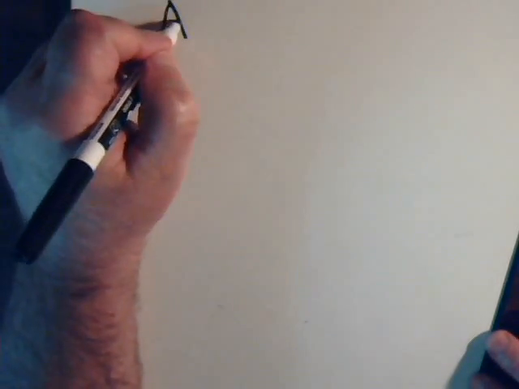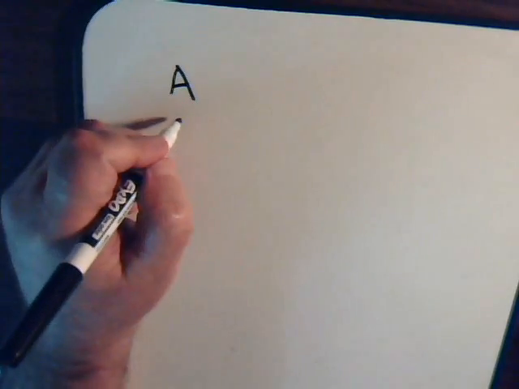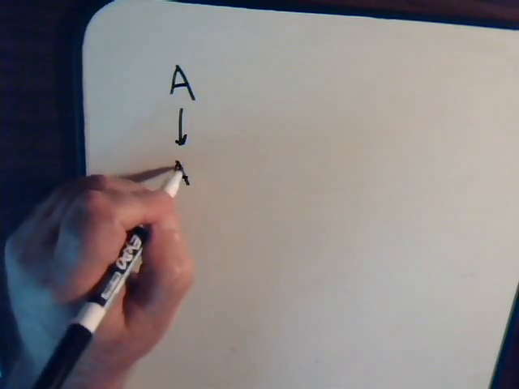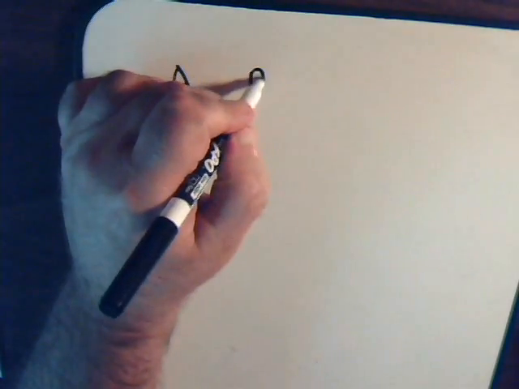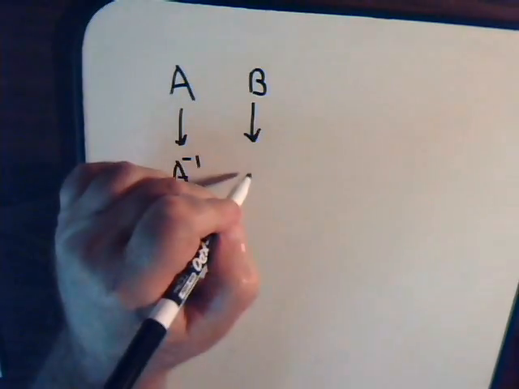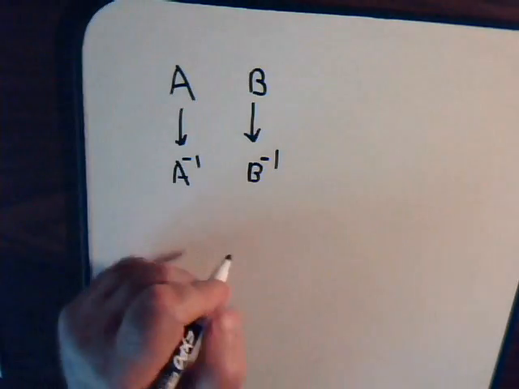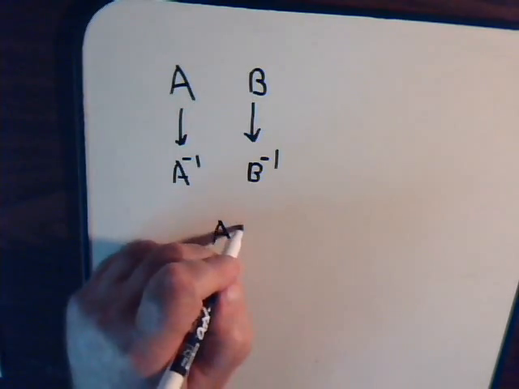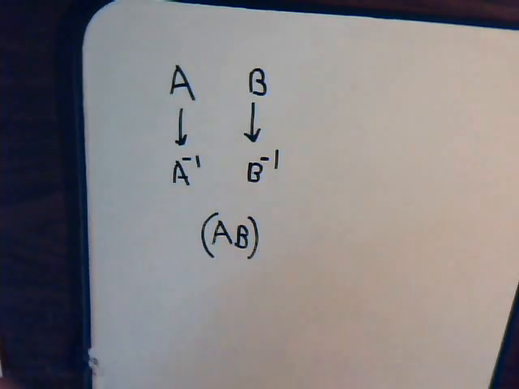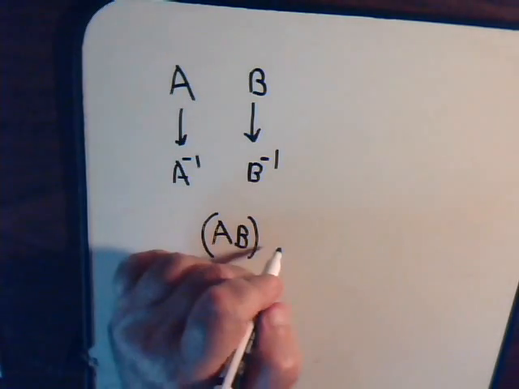So let's say that we have matrix A, and it has an inverse. And we have matrix B, and this has an inverse. Now, if we multiply these two matrices together to get a new matrix, is this matrix also non-singular? Does this matrix also have an inverse? And the answer is yes, it is.